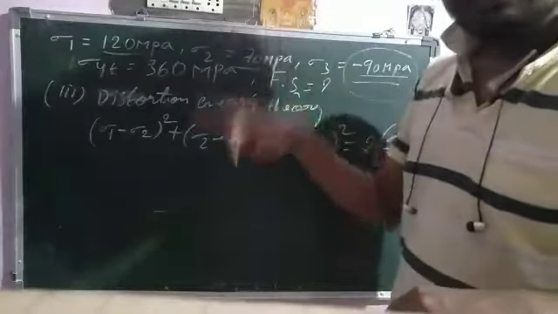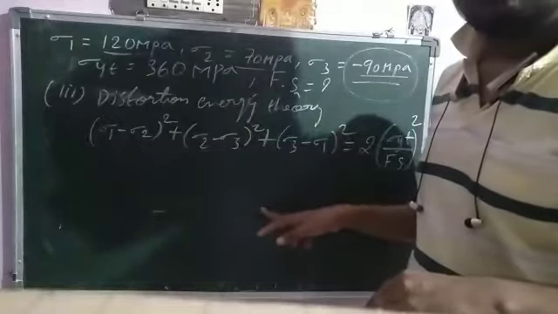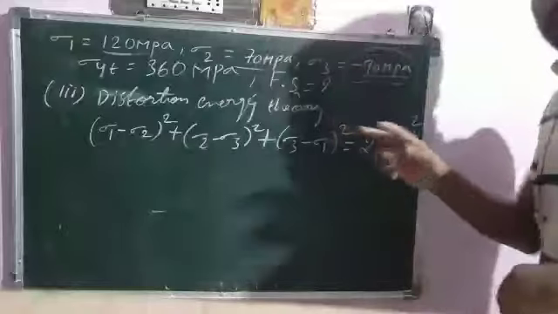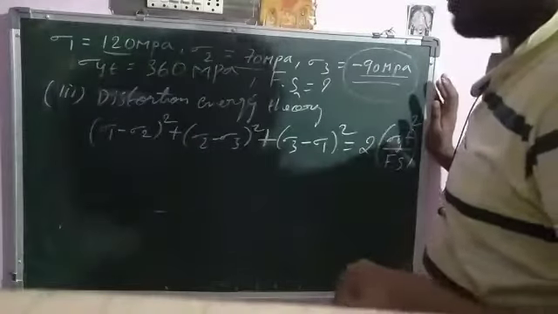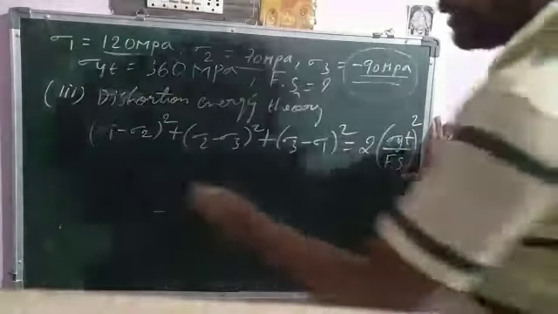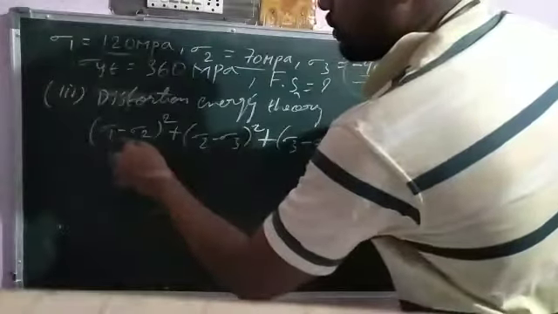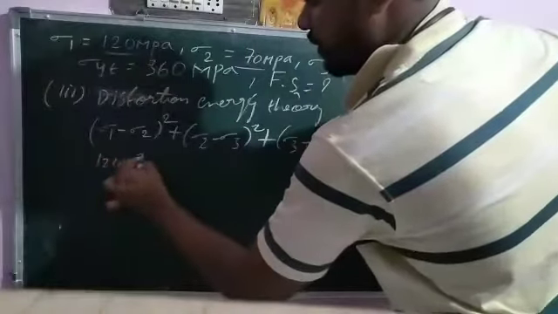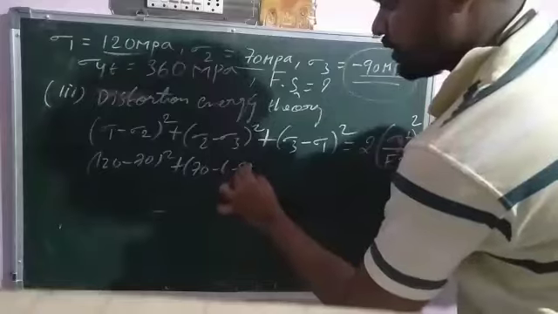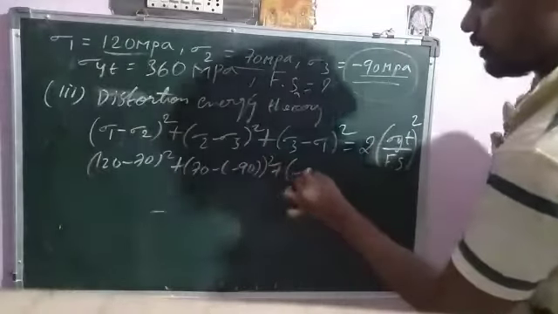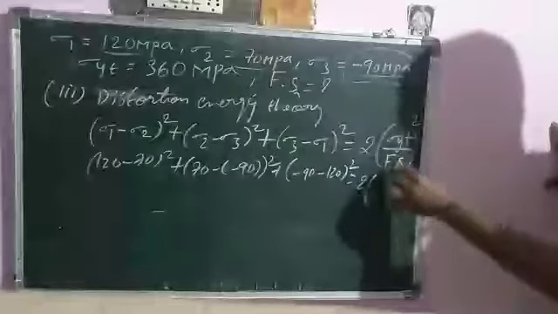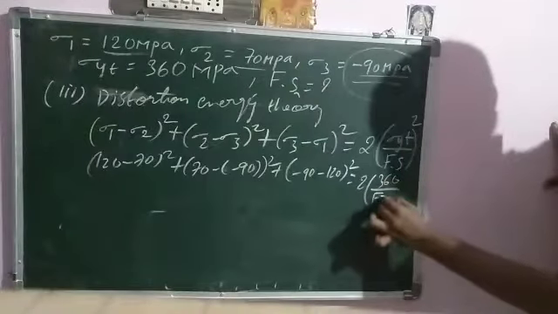For a biaxial system, it is sigma t1 square plus sigma t2 square minus sigma t1 sigma t2, equal to sigma yt by factor of safety whole square. Anyhow, we have to use this relation. According to the given data, just substitute all the values. Sigma 1 minus sigma 2, 120 minus 70, whole square, plus sigma 2 minus sigma 3, 70 minus minus 90, whole square, plus sigma 3 minus sigma 1, minus 90 minus 120, whole square, is equal to 2 into sigma yt, which is 360, divided by factor of safety, whole square.